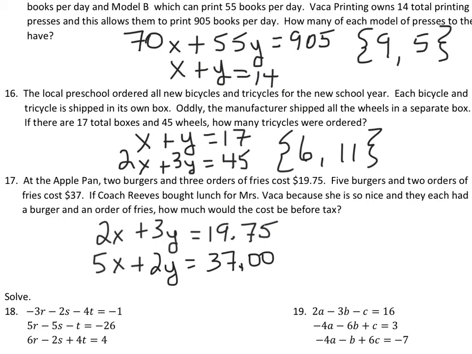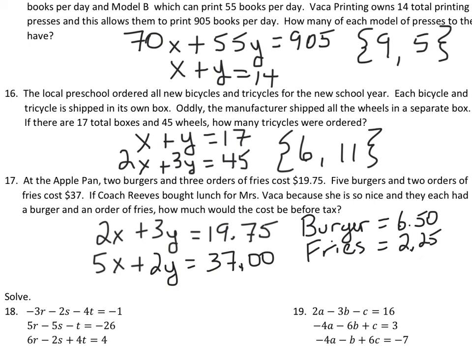Okay, so the next problem is at the Apple Pan, 2 burgers and 3 orders of fries cost $19.75. 5 burgers and 2 orders of fries cost $37. If Coach Reeves bought lunch for Miss Vaca because she's so nice, and they each had a burger and an order of fries, how much would the cost be before tax? So basically what we're getting from this system is the price for each burger and the price for each fries. That way we know how much it's going to cost for these 2 lunches.